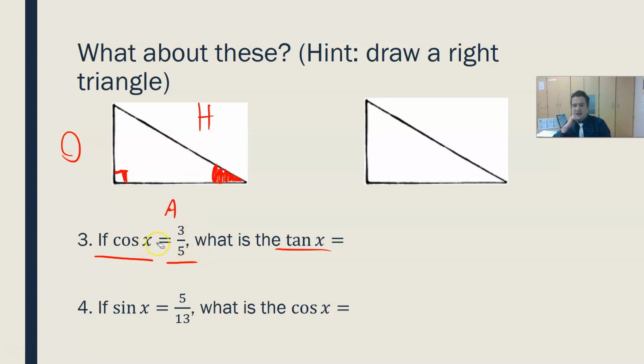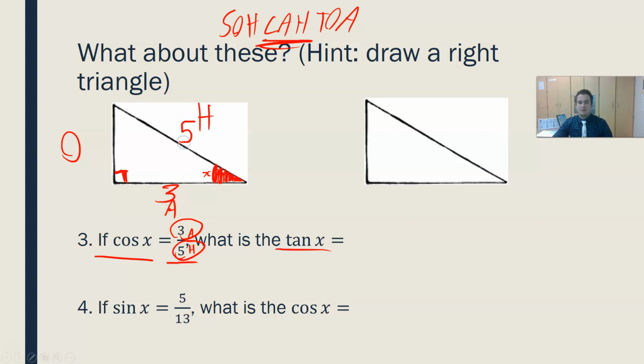So cosine of x is equal to 3 over 5. Call this angle x. Well, if I reflect back to SOHCAHTOA, cosine is adjacent over hypotenuse. So my adjacent side would be 3, and my hypotenuse would be 5. That's cool and dandy, that I know those sides in this right triangle based on what I know about cosine.